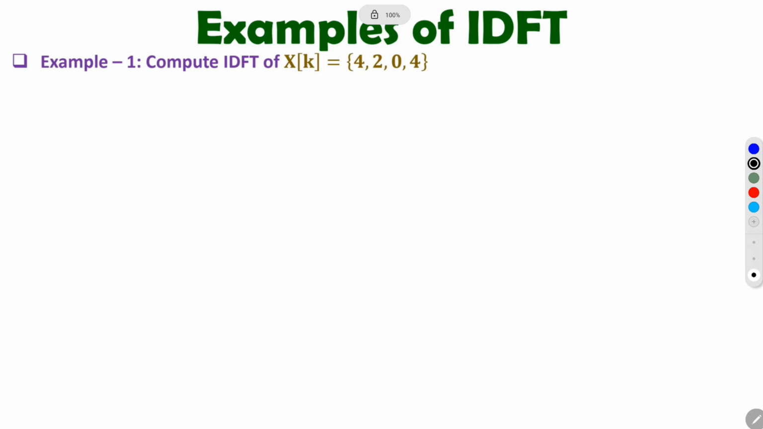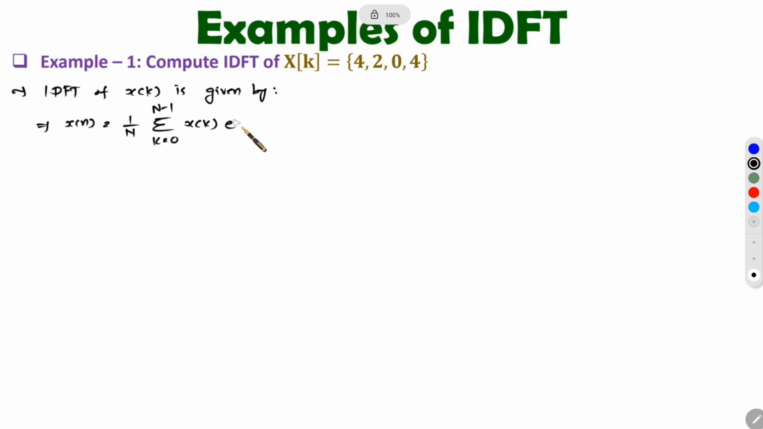So first of all, let me explain the equation of IDFT. The IDFT of x of k is given by x of n. So here using IDFT, we can identify x of n. The equation is 1 by capital N, where here we have summation. This summation is ranging from k equals 0 to capital N minus 1. Here we are identifying x of n from x of k. So here we will have x of k into e to the power positive j into 2 pi k by capital N into small n.